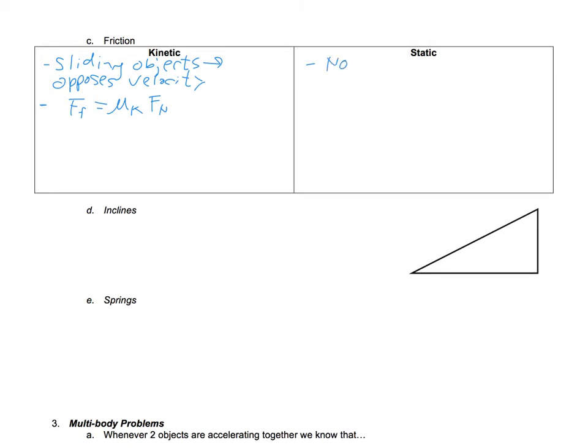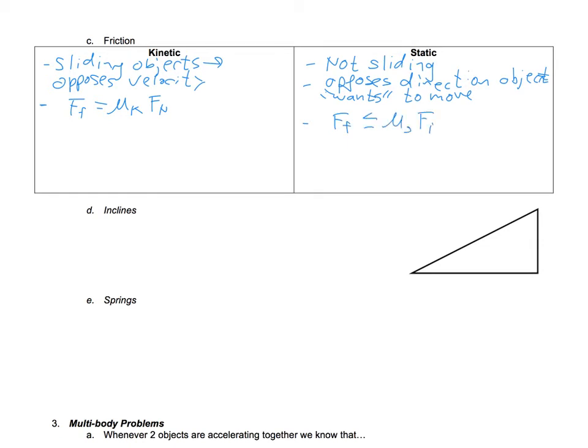Static friction is going to be the not sliding case. This is going to oppose the direction that the object wants to move. And the way we find it is Ff is going to be less than or equal to mu s times Fn. So we keep in mind that this term here, mu times the normal force, is going to give us our maximum force of static friction.